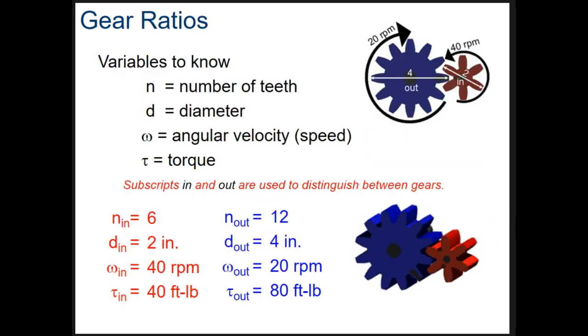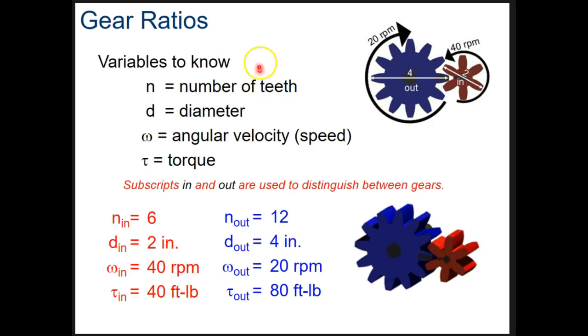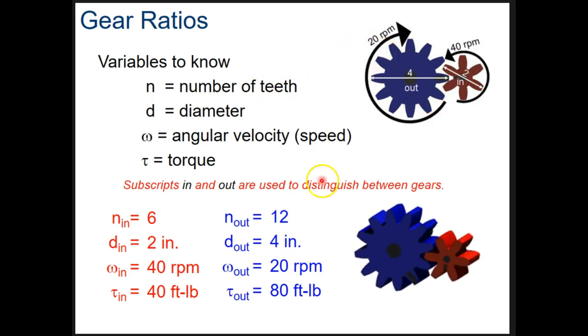Okay? So here are the variables we will use for gears, pulleys, and sprockets. N represents the number of teeth, and it's just a count. There is no unit for the number of teeth. D is a diameter. It needs to be in inches or meters or centimeters. As long as you are consistent with your measurements, it won't make a difference as far as the ratio.